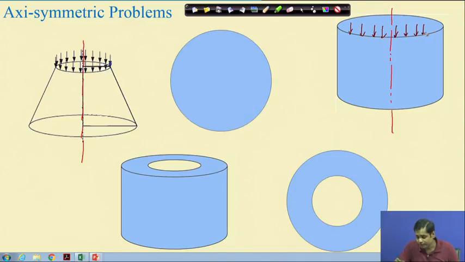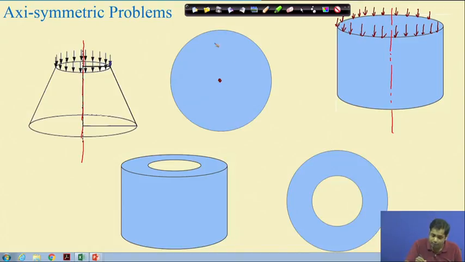When we say an axisymmetric problem, it is not just the geometry; the boundary conditions, loading, everything has to be symmetric with respect to this axis. In this case, it is a plane problem. In this case, the axisymmetric axis is this point, and the axis passing through it normal to this plane is the axisymmetric axis.